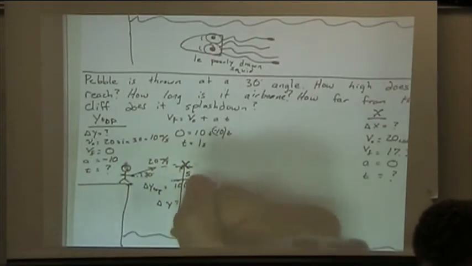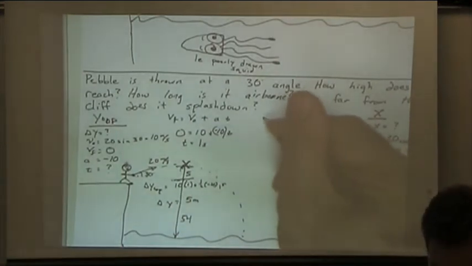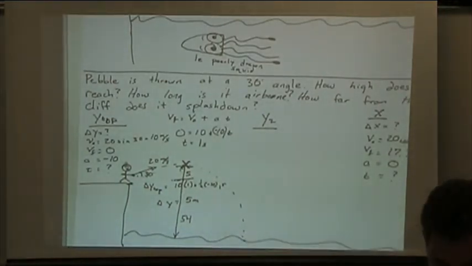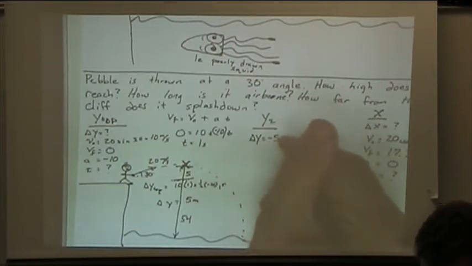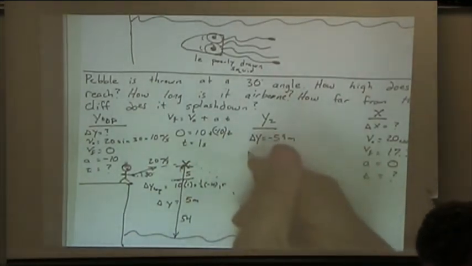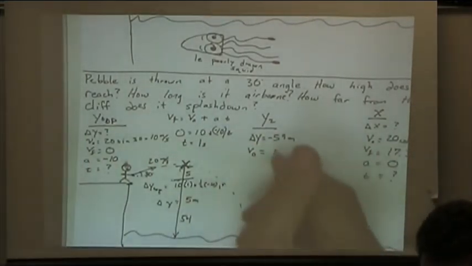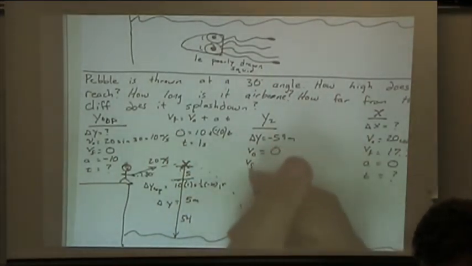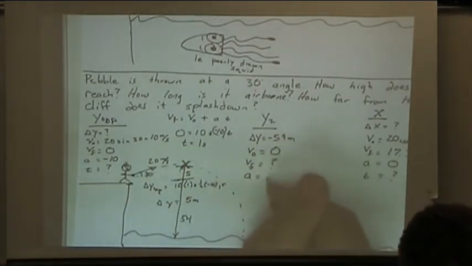Now the rest of the way down, remember, is 54. So if we want to make a list, I'll call this list Y2 because this is from the top of the arc to the ocean. Delta Y is going to equal negative 59 meters. That's a downward delta Y. V naught is going to be equal to 0. This section starts at the top of the arc, so the vertical velocity is 0 here. VF, we don't know how fast it's going when it hits the water. A is going to be negative 10.